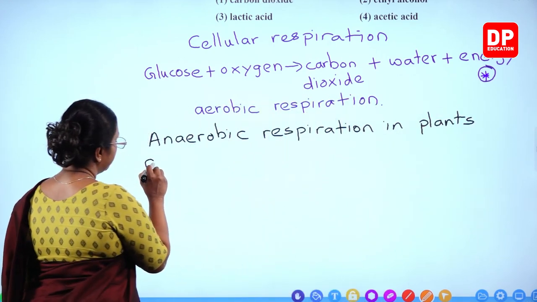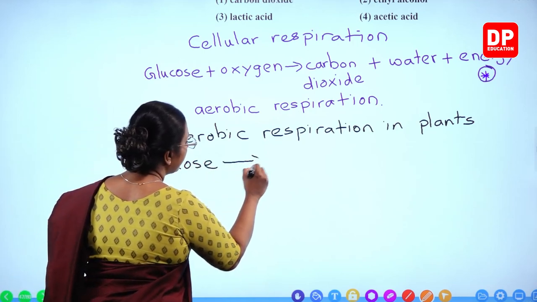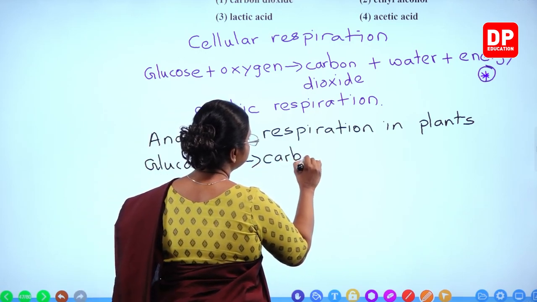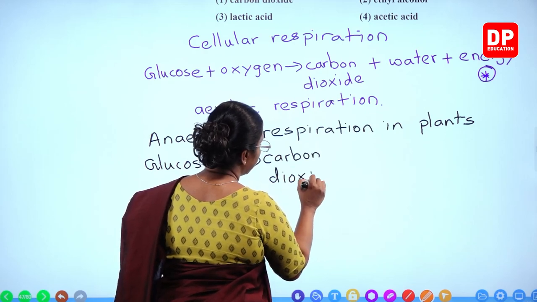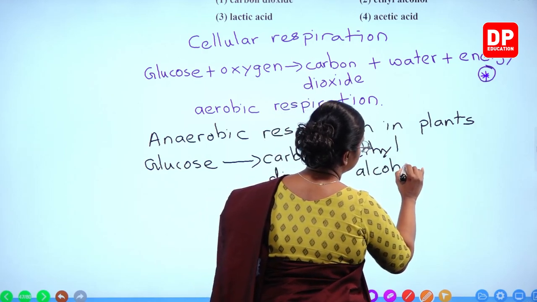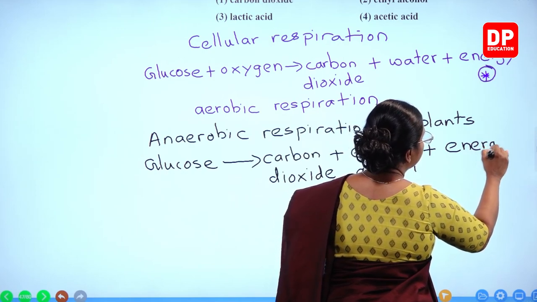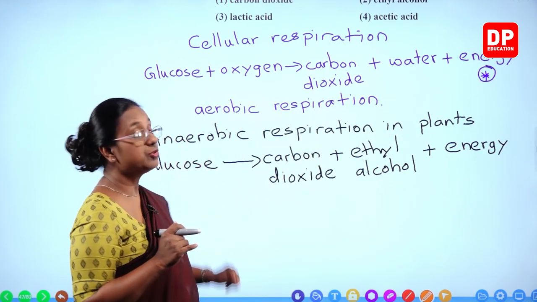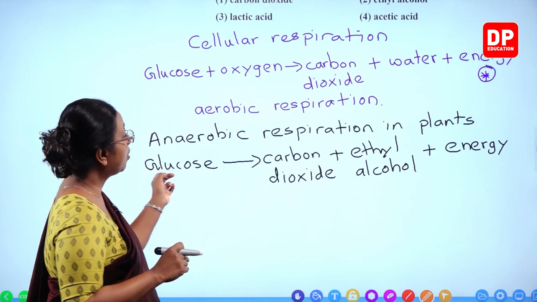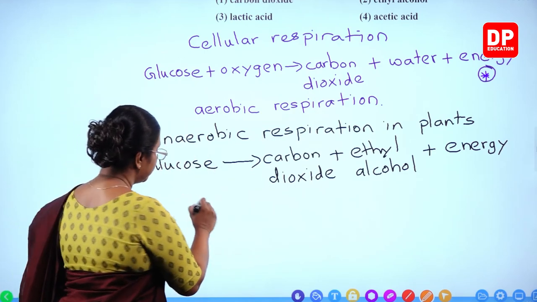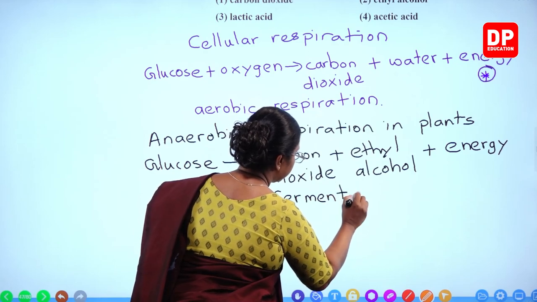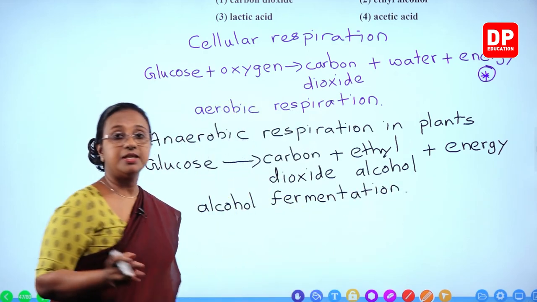what happens there? You have glucose, there is no oxygen, that is why anaerobic respiration. What are the products? We get carbon dioxide, you get ethyl alcohol, and there is energy. But the energy produced here is less than the energy produced during aerobic respiration. And here, because there is ethyl alcohol being produced, we call it alcohol fermentation. Is that okay, students?